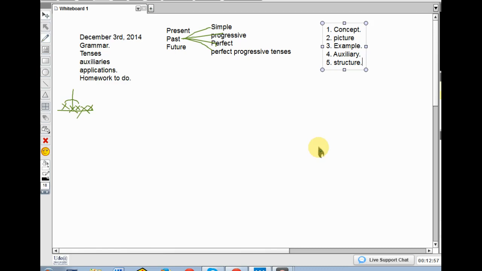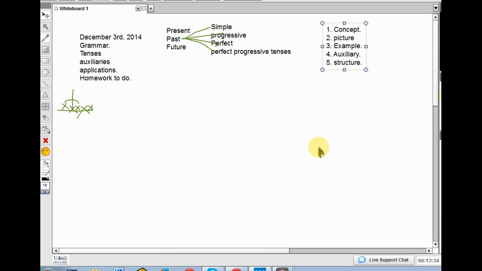past participle. For example, I have eaten, I have worked, I have listened, plus complement. Present perfect progressive: subject plus have, has, plus been plus the main verb in ing plus complement. For example, I have been working for 5 years. I have been studying English for 2 or 3 years. So those are the 5 things that you are going to do per each tense: the concept, the picture, the example, the auxiliary, and the structure.